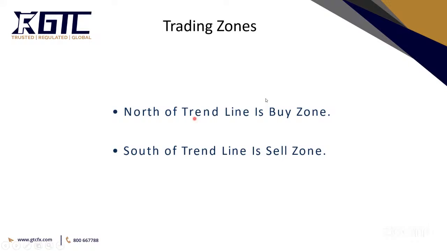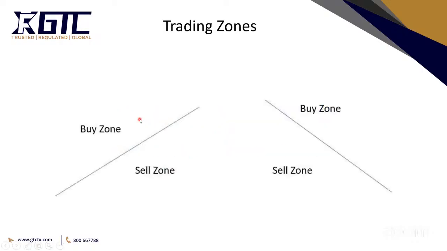It's very simple to understand, right? Anything north of a trend line, whether an uptrend line or a downtrend line, is the buy zone, and the south of the trend line is the sell zone. The next screen says it all.